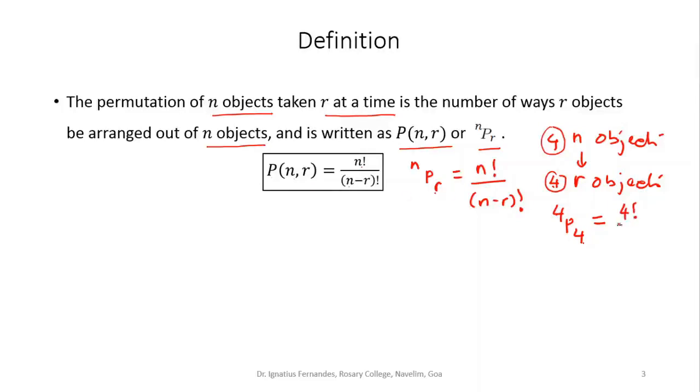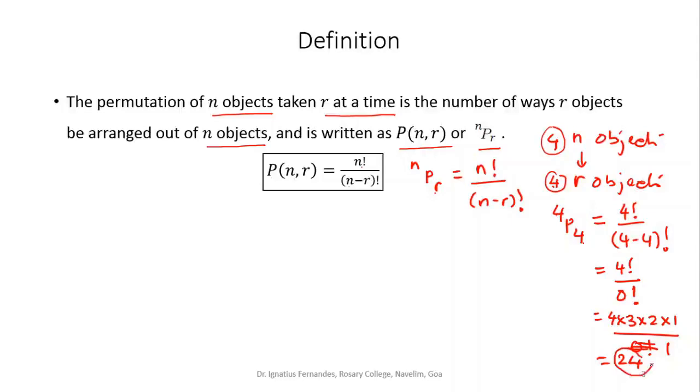It will be 4 factorial upon (4 minus 4) factorial, which is 4 factorial upon 0 factorial, which will be equal to 4 factorial, 4 into 3 into 2 into 1. 0 factorial is 1, we know. And 4 into 3 into 2 into 1 is 24, and that's how we get this. While in the previous slide we did it manually and saw that there were 24 arrangements possible using these 4 letters, permutations give us a direct formula for computing this number of arrangements.